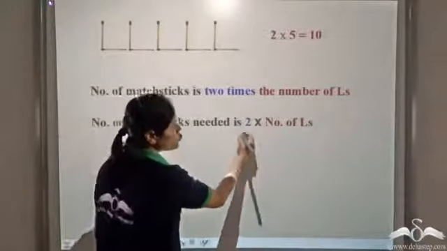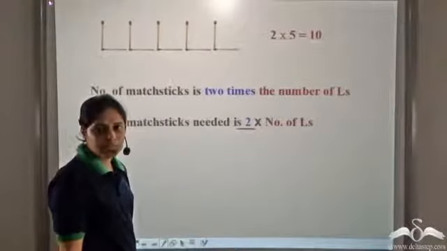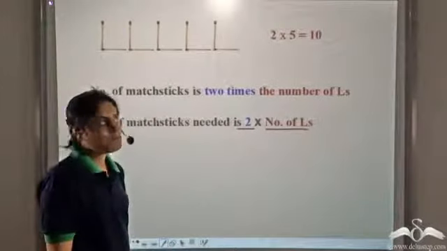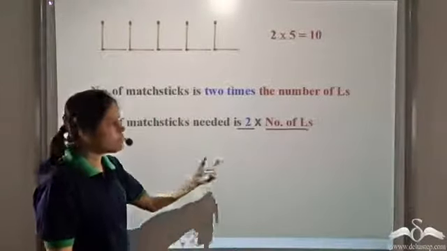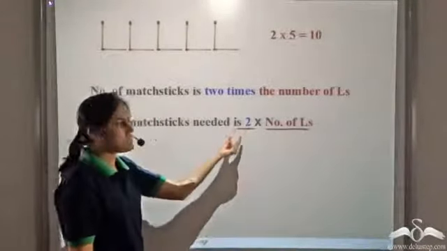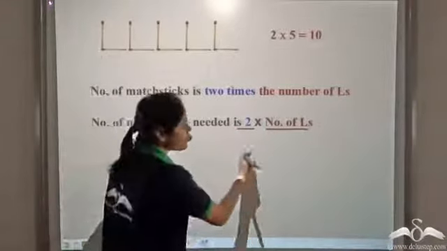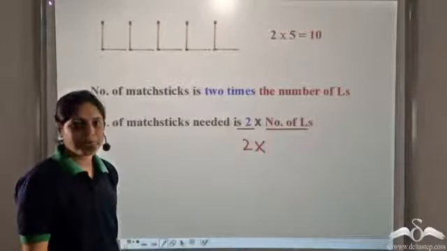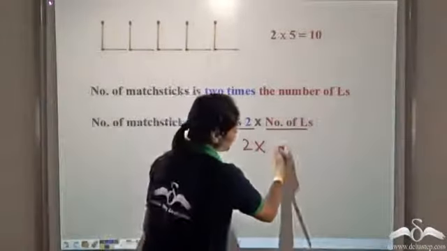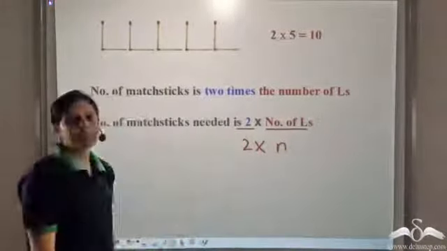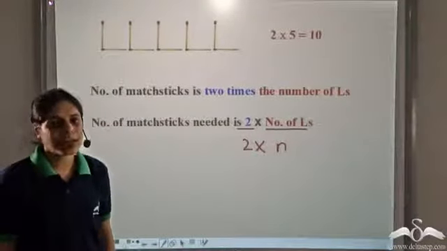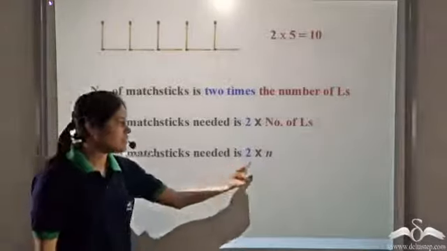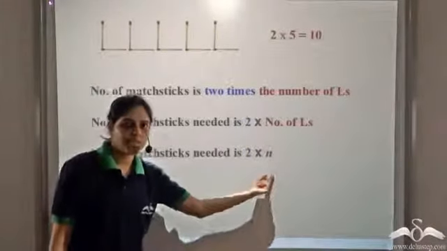Now, 2 is constant here and the number of L's is a variable because it keeps on changing. So it is a variable and it is a constant. So we can represent the number of L's by a symbol. We can represent it by any symbol. Let's say we represent it by N. So the number of matchsticks needed is 2 into N.